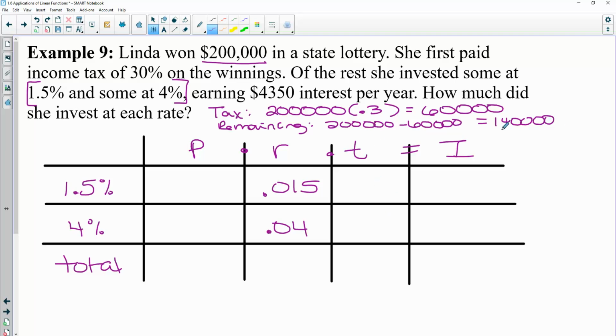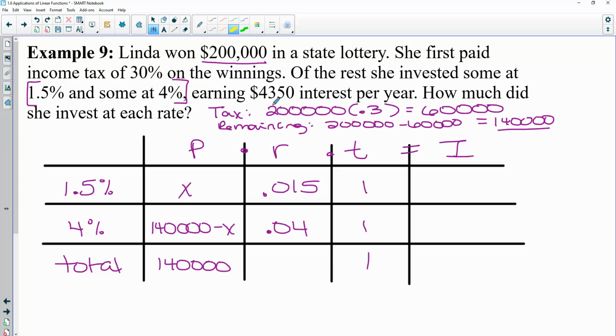We know that she has $140,000 to invest. So where do I put that? Total principal. Okay, do we know how much she put at 1.5%? So that would be called X. So my 4% would be what? The total minus the amount we've already spent. Okay, time. I'm talking about interest per year. So our time is 1 year for everything.